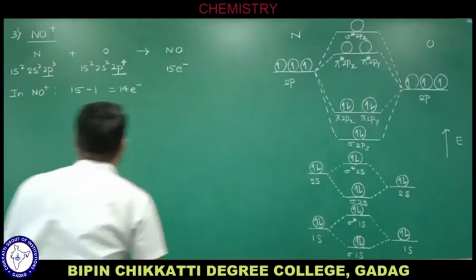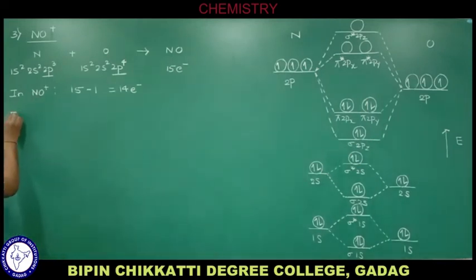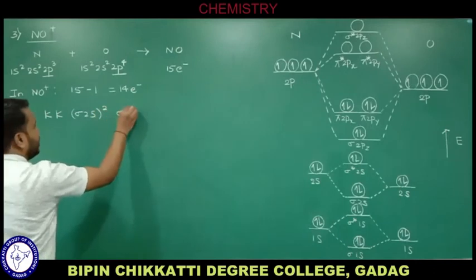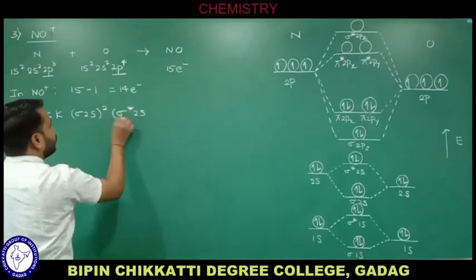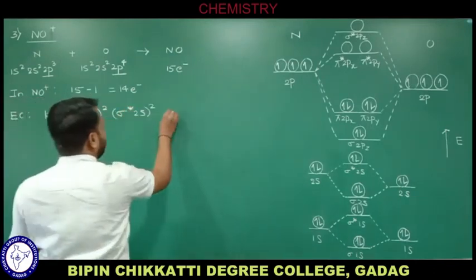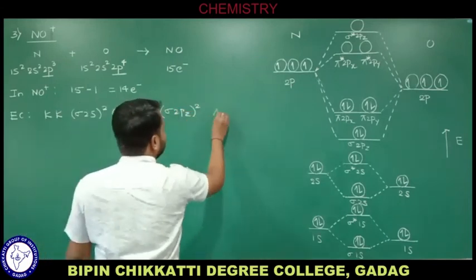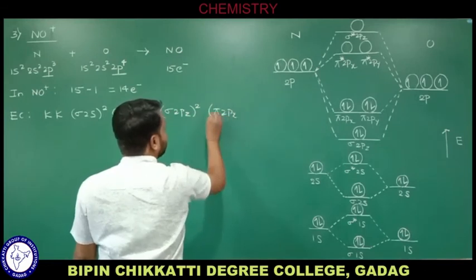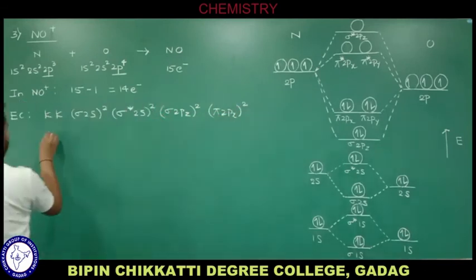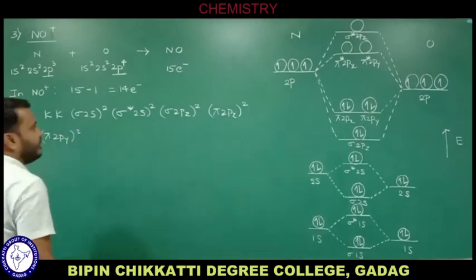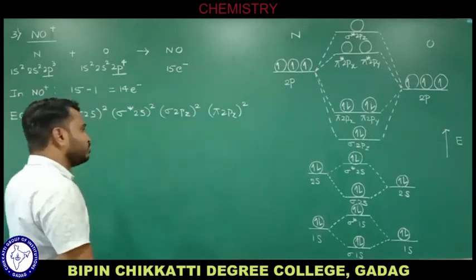So we'll write the electronic configuration of NO+. Since the K shell is completely filled, it does not take part in bonding. Therefore I write KK, then sigma 2s2, and sigma star 2s2, and then we have sigma 2pz2, and next pi 2px2 you need to consider, and one more is pi 2py2 you need to consider, so we have 2 electrons in 2px also, 2 electrons in 2py also.